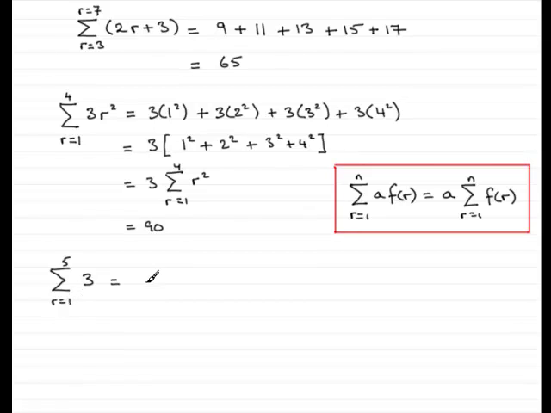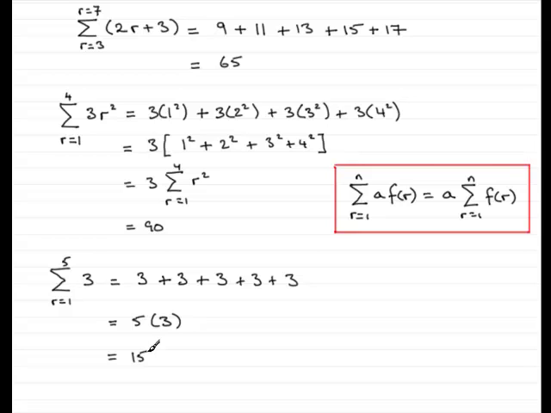When r is 1, the first term is just 3. When r is 2, well, the second term is still 3. And when r is 3, the third term is 3. And when r is 4, we get 3. And when r is 5, we get 3. We in fact have 5 terms of 3. 5 lots of 3. And 5 lots of 3, obviously 15.